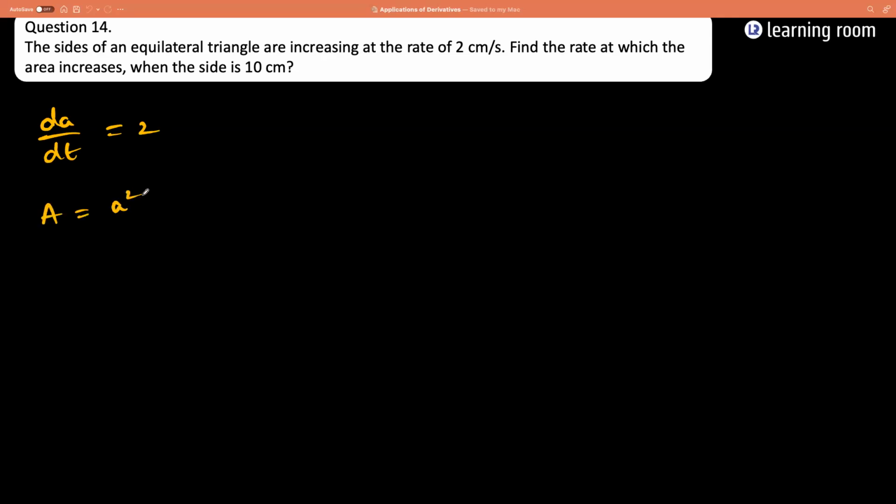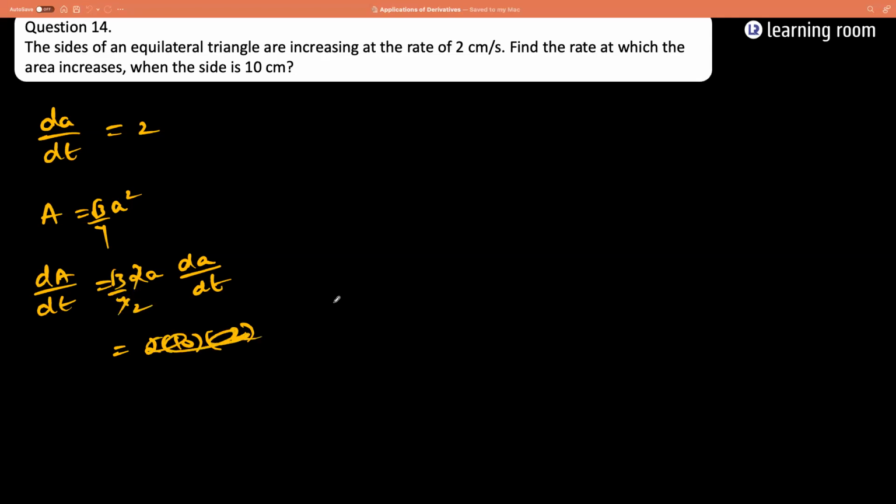Sir, 10 root 3. Correct. So it is exactly there. It was 20 centimeter, now it is 10 centimeter. The answer will be exactly half. So 2 into 10 into dA by dt is going to be, oh sorry, again I made a mistake. Root 3 by 4. So it will be root 3 by 4. It will go 2 times. So root 3 by 2 into 10 into dA by dt. Cancel this and this, answer will be 10 centimeter square per second.